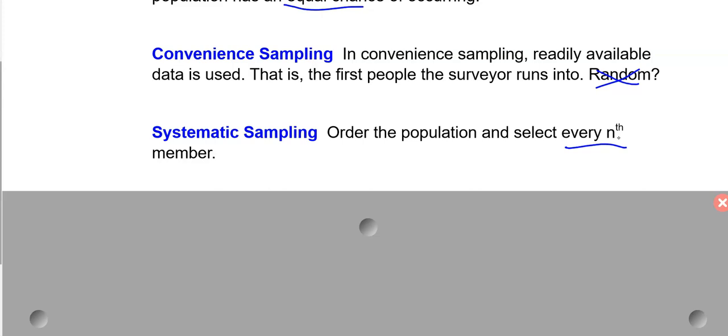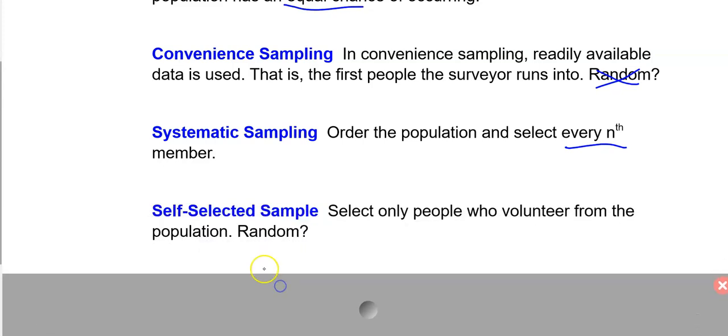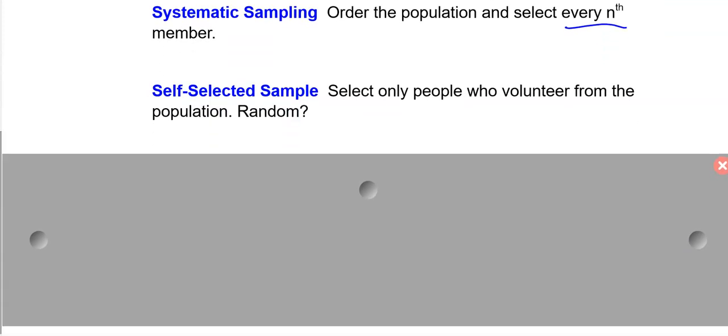That would be a random way and a good way of doing things if they're all coming to the same location, and you could all ask them that question. Self-selected sample is not random. This is a lot of internet polls, where you send out a survey and see who responds. You see that a lot at St. Mary's, actually. It's not very reliable data, unfortunately.